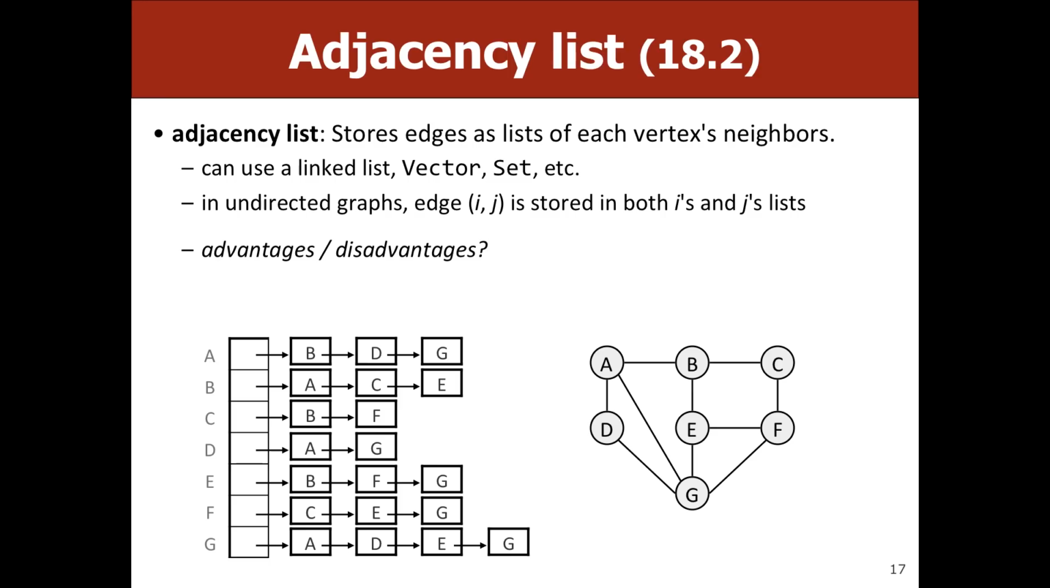Yeah, so this is really good at finding the neighbors for a given vertex. You just go and find that vertex in your data structure and look, here's the full list of all of the neighbors. So that's really good. What else might be good? Or is there anything that's worse?